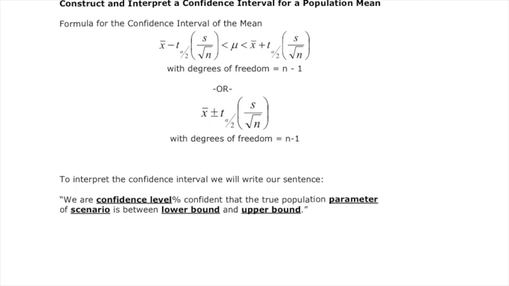The formula for the confidence interval for a population mean is very similar to that of the population proportion. It's your point estimate, which we use x bar, plus or minus your margin of error. So this represents our margin of error. Notice we're using a t-score instead of a z-score, and we're using degrees of freedom n-1. The interpretation for our confidence interval is exactly the same.